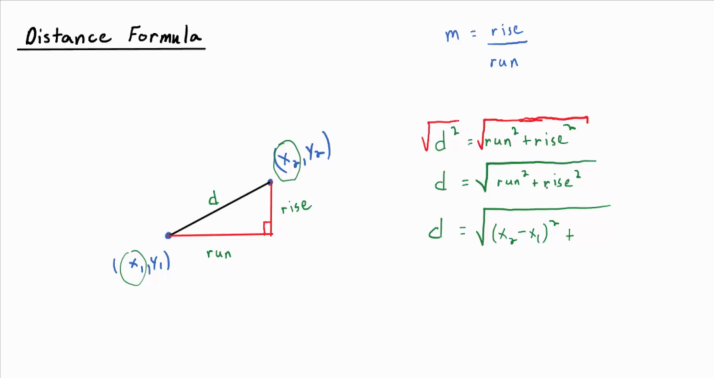Plus, okay, what's the rise going to be in terms of y2 and y1? Yeah, well, you could actually flip it around, make it y1 minus y2. It doesn't matter because you're squaring it out. If you get a negative there, you're going to square it out anyway. But you're used to calling the rise from other classes y2 minus y1. So this is the formula. If you prefer this one, this is the one that the book will give you.